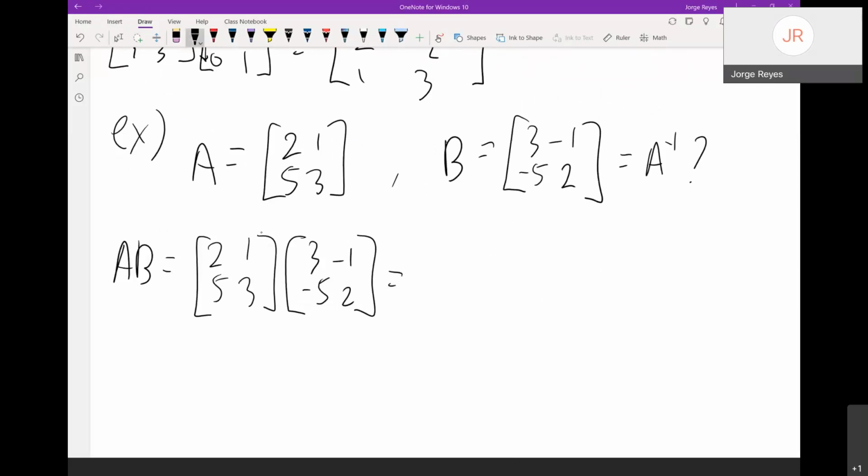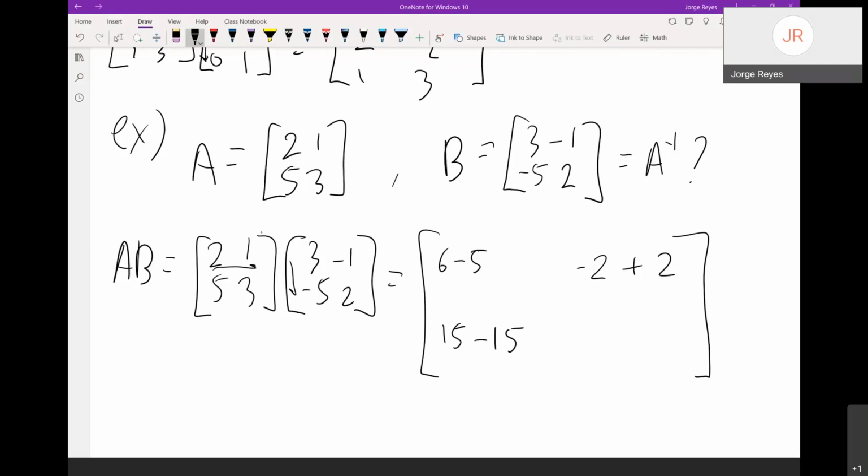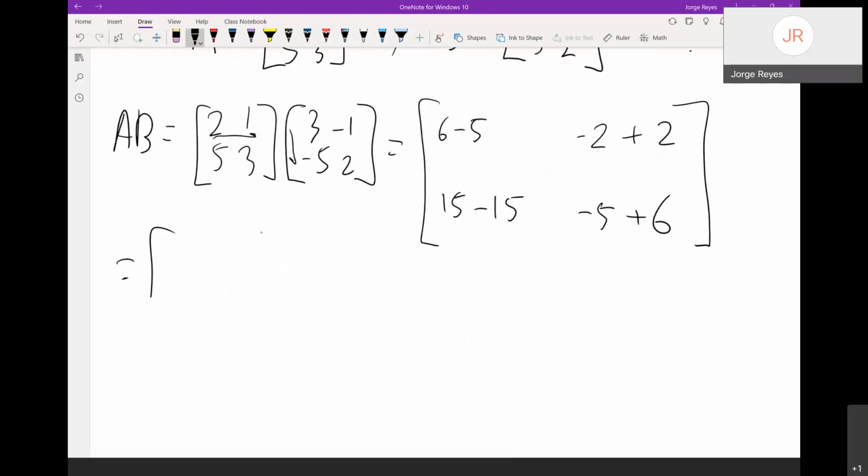You multiply them together. I guess I'll show the work, actually. So let me make this big. If you do matrix multiplication, you're going to get, excuse me, not 3 minus 5, let's actually multiply: 6 minus 5. And then you're going to get negative 2 plus 2. You are going to get 15 minus 15. And then over here, you are going to get negative 5 plus 6. If you crunch that out, you see 1001.